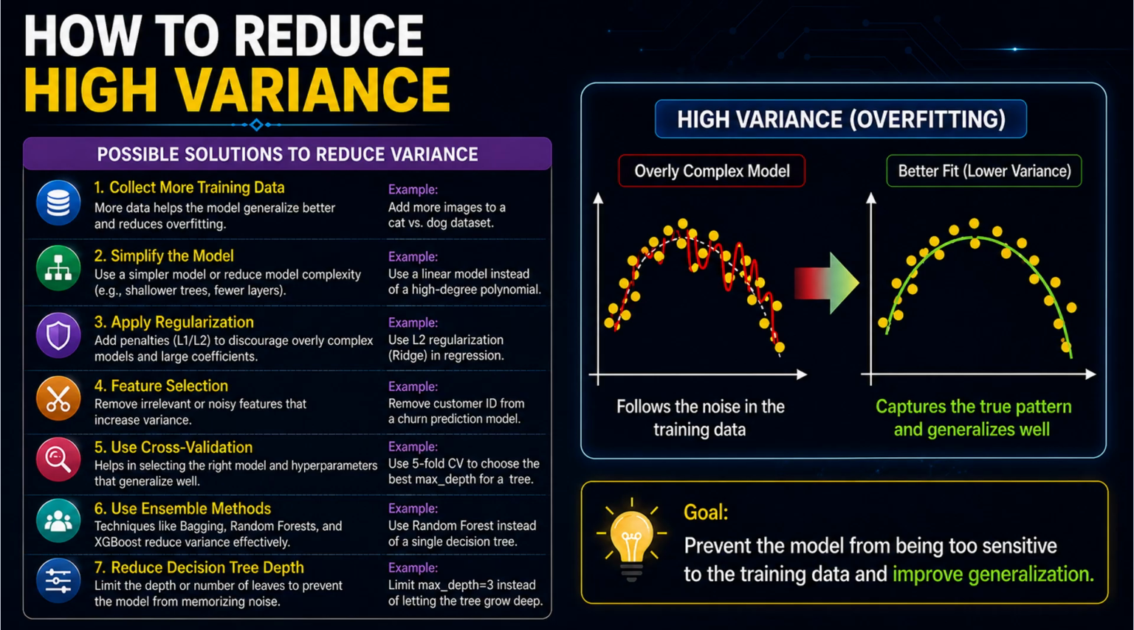Use cross-validation, most probably 5-fold cross-validation, so that you can choose the maximum depth of a decision tree. We have not gone into decision trees. You will understand it later. Use ensemble methods. There are methods where you use a number of trees instead of a single decision tree. And you can also reduce the decision tree depth, say to a maximum of 3, so that you prevent the model from memorizing noise. So prevent the model from being too sensitive to the training data and improve generalization.